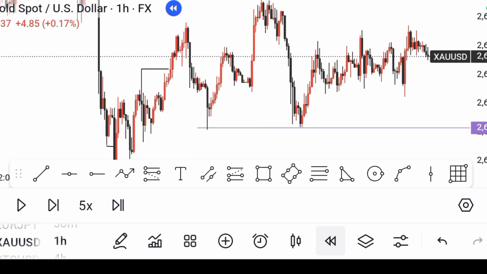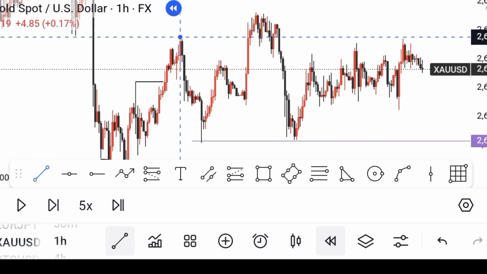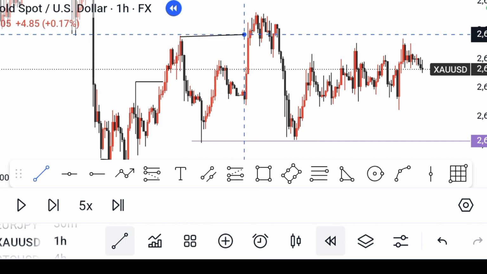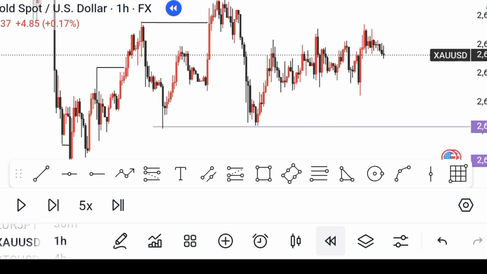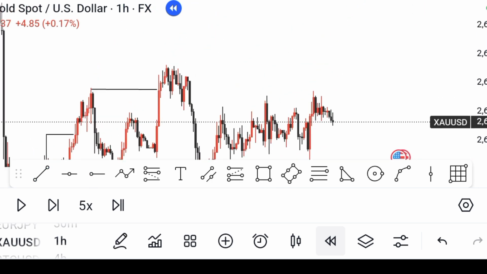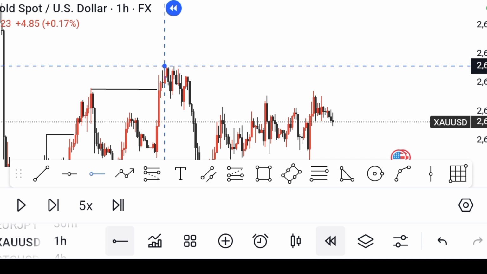So we have something like this, and then we have our second break of structure right here. Since you have a second break of structure, what else do you want to see? The protected low right here, where you'll be putting your stop loss below, and then your highs right here.